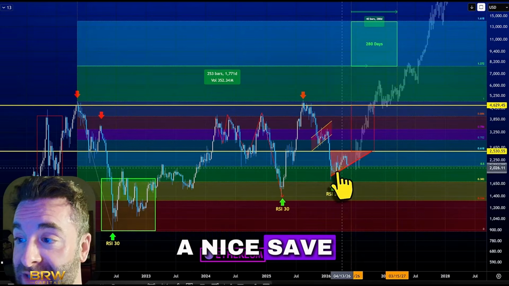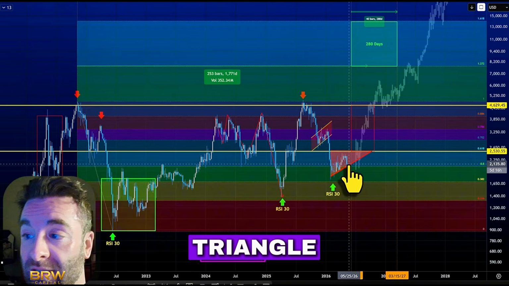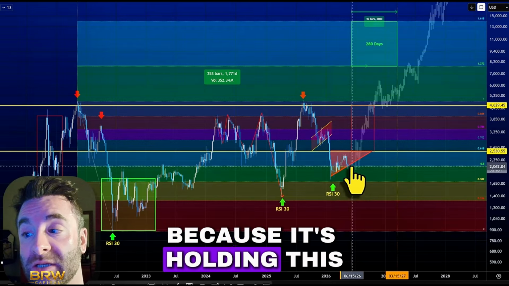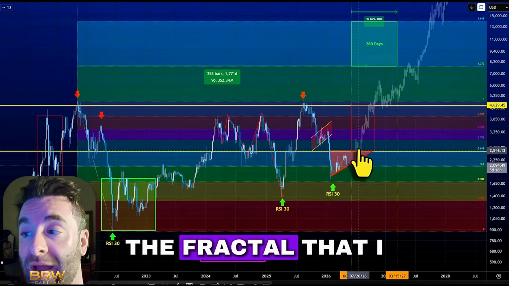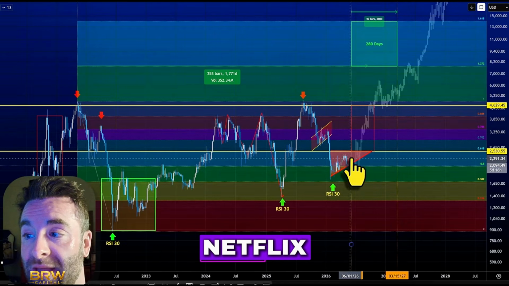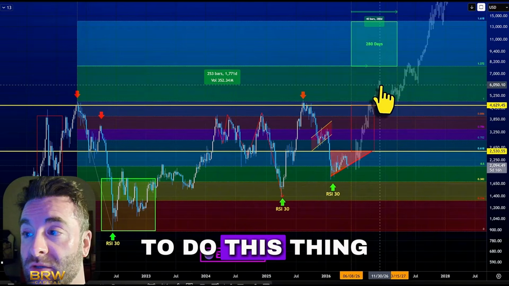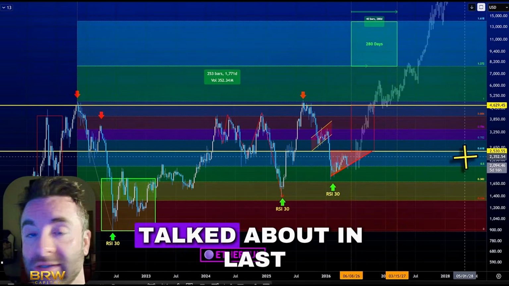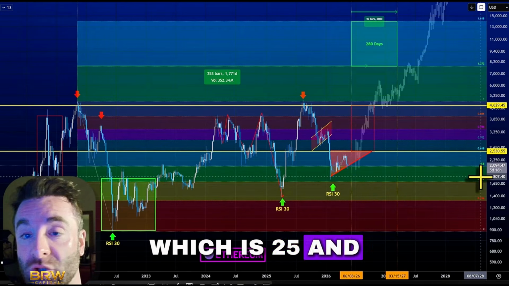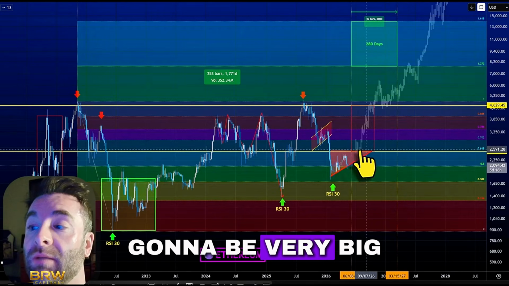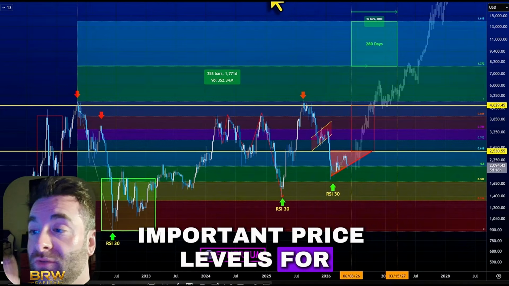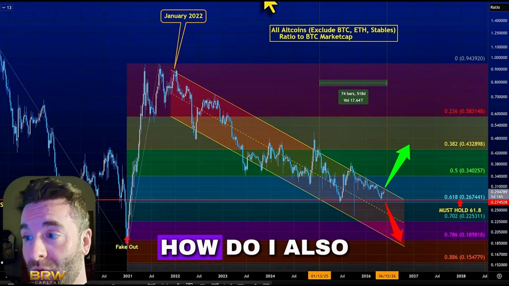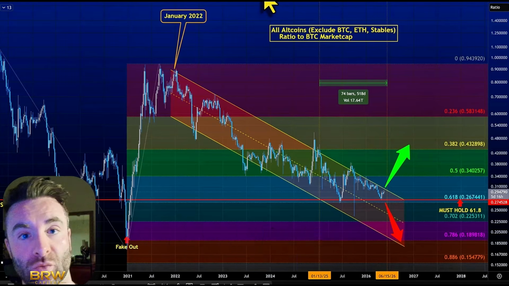So if you look, what just happened with Bitcoin and Ethereum just this past week, we actually had a nice save, and I'm thinking we may have this ascending triangle. Now, I don't know for sure, but if we are and things are still looking good because it's holding this fib level, the fractal that I have over here that I copied from Netflix looks like it wants to do this thing where it just shoots up, pops up, boom, boom, boom, right? Two critical levels I talked about in last video, which is 2,500 and 4,700. These are going to be very big, important price levels for TX as a catalyst.